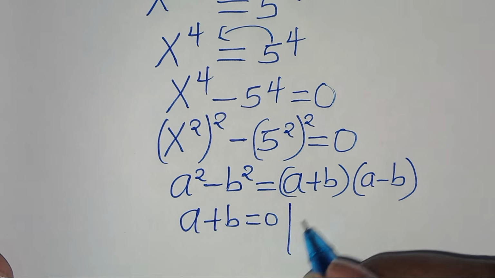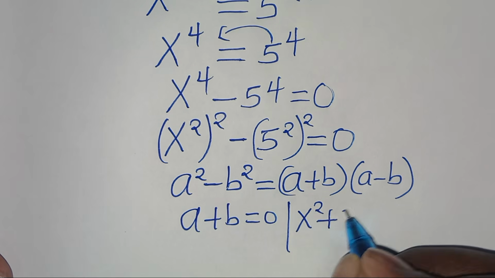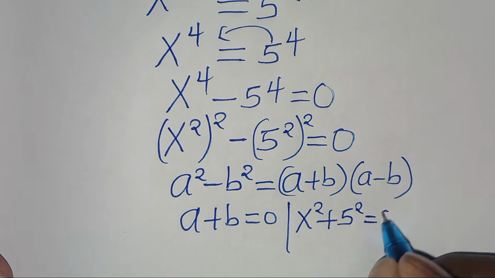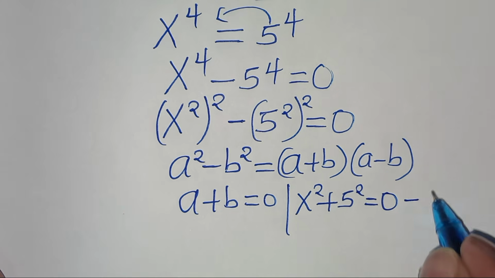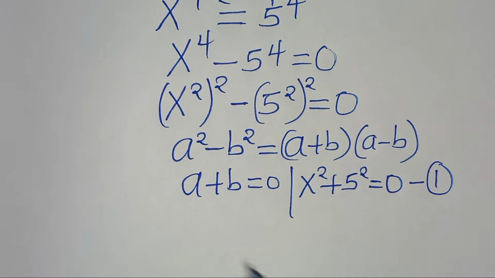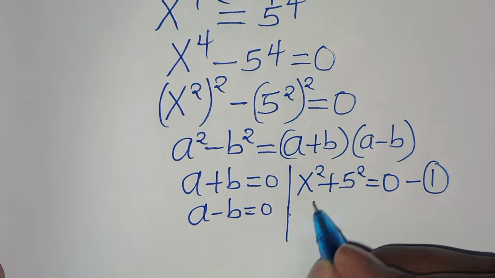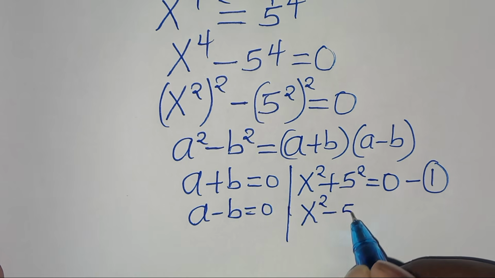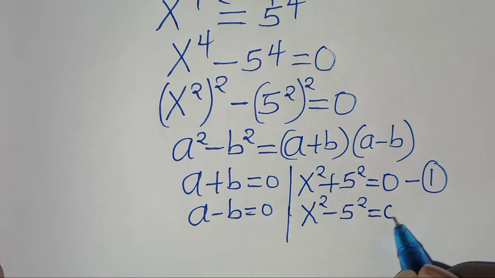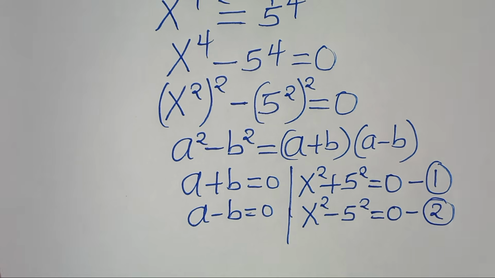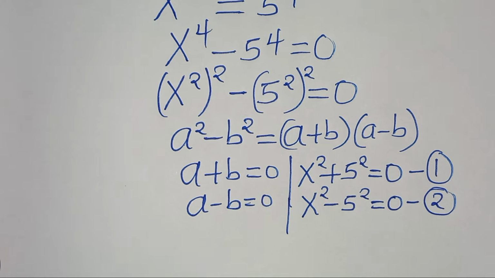Now, this means that a plus b equal to 0. This is the same thing as x to the power of 2 plus 5 to the power of 2 equal to 0. Let's call this case 1. And we have that a minus b equal to 0. This is the same thing as x to the power of 2 minus 5 to the power of 2 equal to 0. Let's call this case 2. So let's start with case 1.